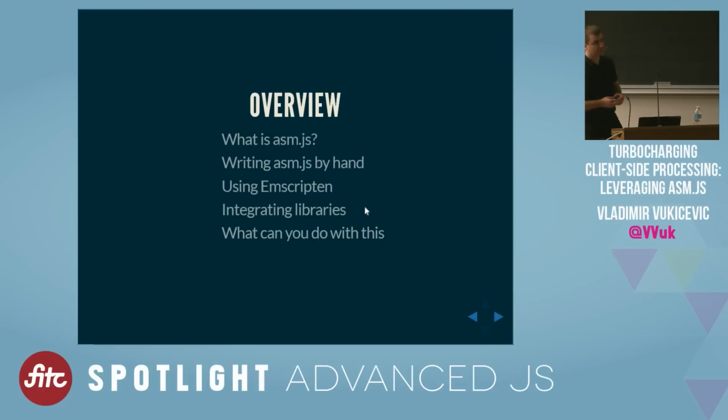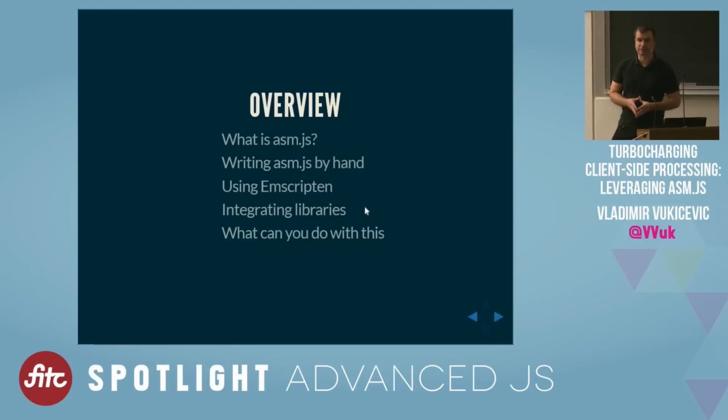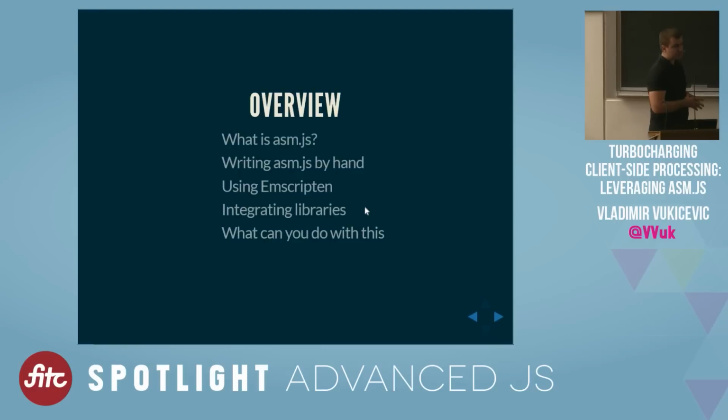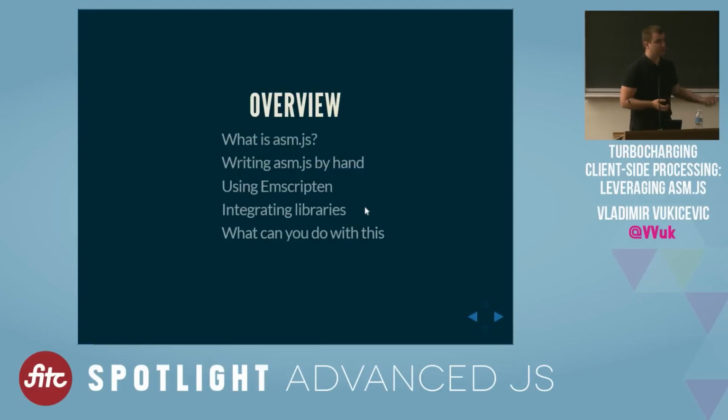I'm going to talk about writing asm.js by hand, whether that's possible, why you might want to do it, and also probably the many reasons why you wouldn't want to do it. And then we're going to talk about using Emscripten, which is a tool that Mozilla has for compiling C and C++ code to JavaScript and to asm.js, and how you can leverage that in regular JavaScript applications. So not in full-scale C and C++ apps, but just as components of existing JavaScript applications. As part of that, we're going to talk about how you can integrate some libraries, and then I'll give some ideas of what you can possibly actually do with this technology as part of existing web apps.